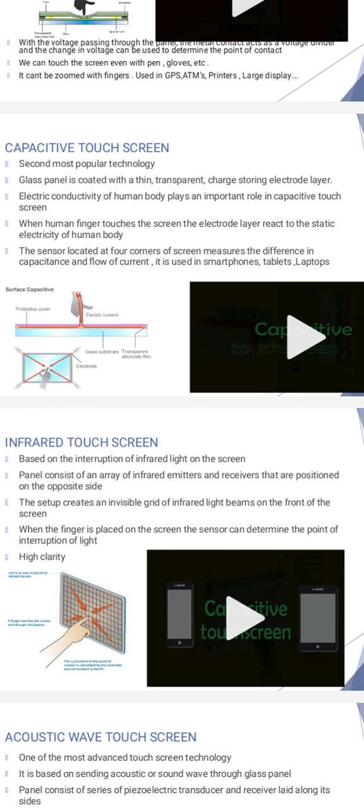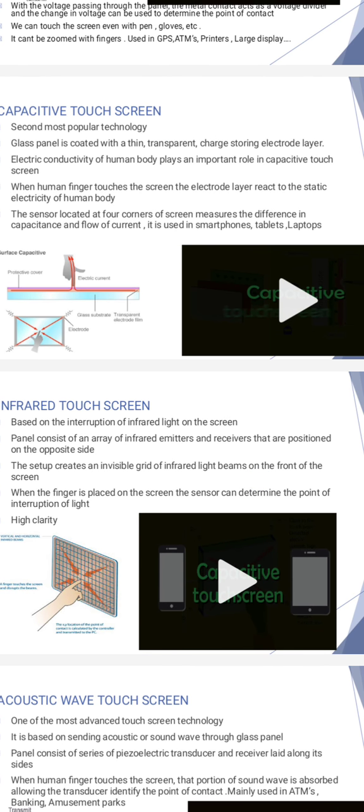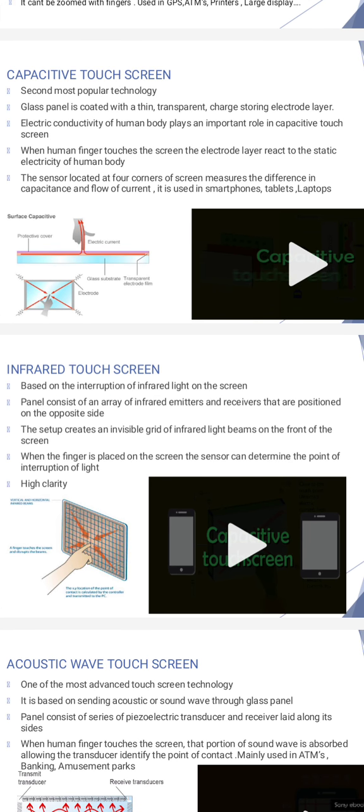Now let's move on to the next category of touchscreen technology, known as capacitive touchscreen. It is the second most popular technology, and here the screen or glass panel is coated with a thin transparent charge storing electrode layer. The electric conductivity of the human body plays an important role in capacitive touchscreen. Human interaction with the screen also plays an important role. The sensors located at the four corners of the screen measure the difference in capacitance and flow of current. It is used in smartphones, tablets, laptops, etc.